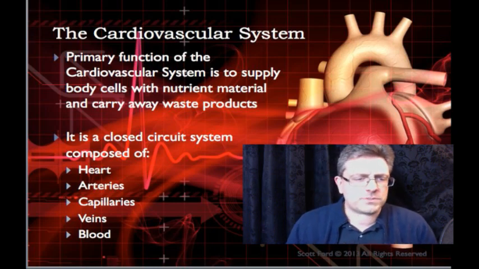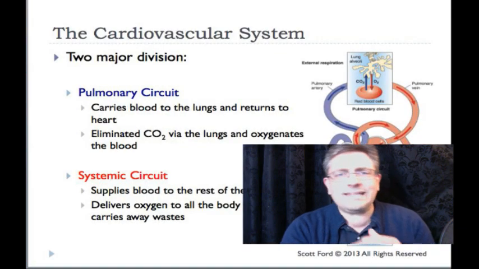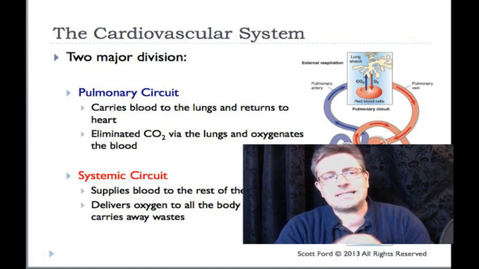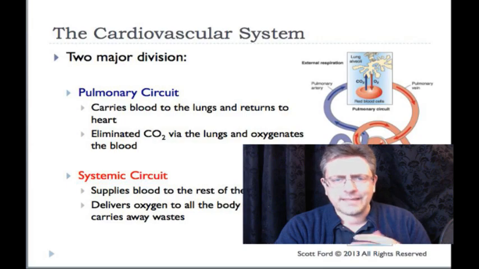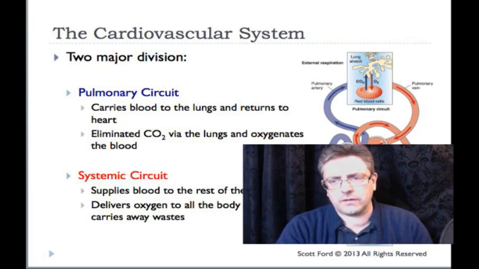So again, composed of the heart, arteries, capillaries, veins, and blood. We divide the cardiovascular system into two major divisions. We have the pulmonary circuit, and then we have the systemic circuit. The pulmonary circuit is going to the lungs and back. It is the highway to the lungs and back from the lungs. So what's happening here is that we're carrying blood to the lungs and returning it to the heart.